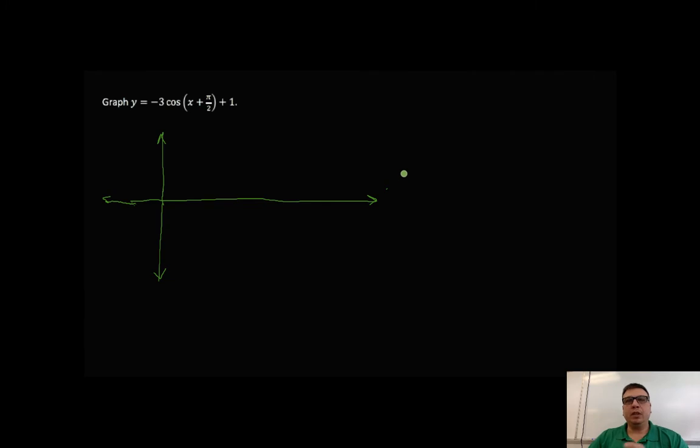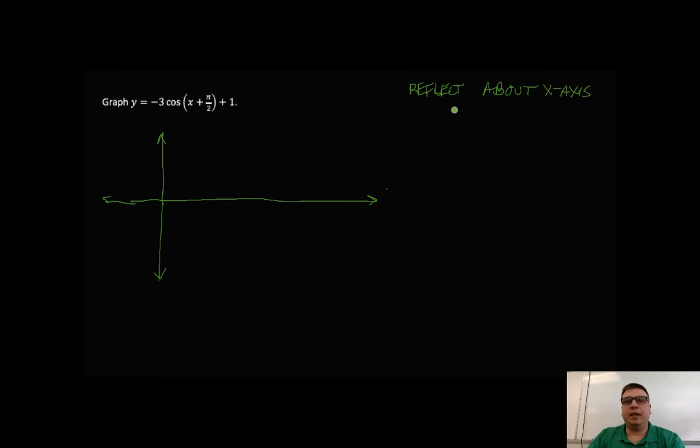Okay. So now we're going to look at the very beginning here and start to figure out the different components, just like we did with all of the other functions. So I've got a negative in front, so that negative in front means we reflect about the x-axis.